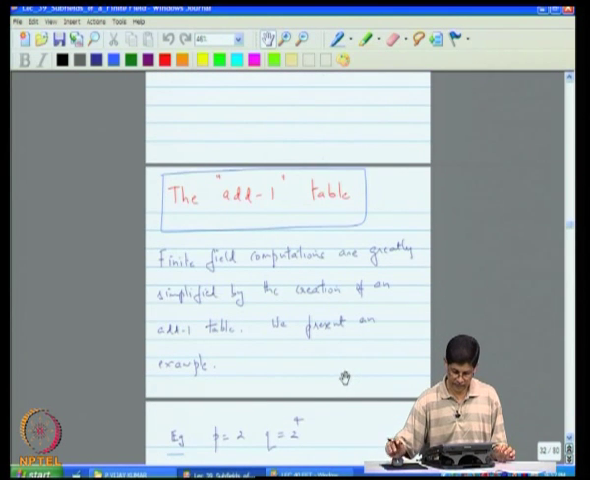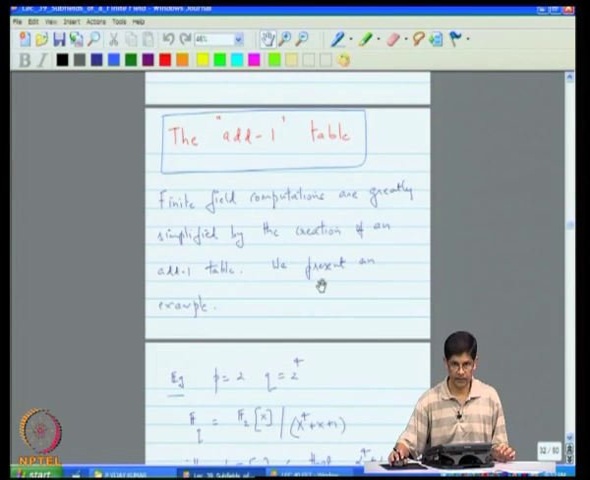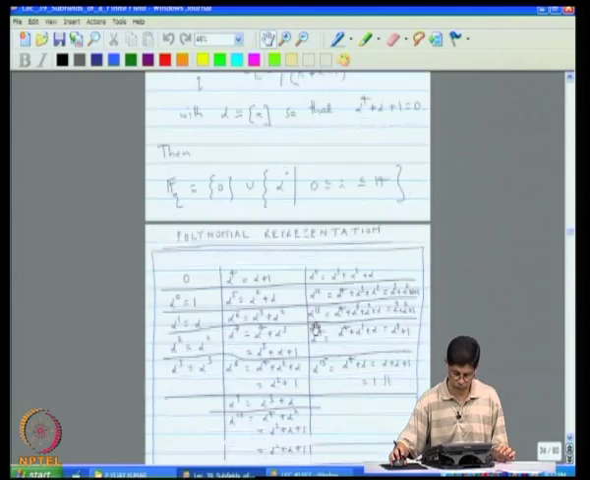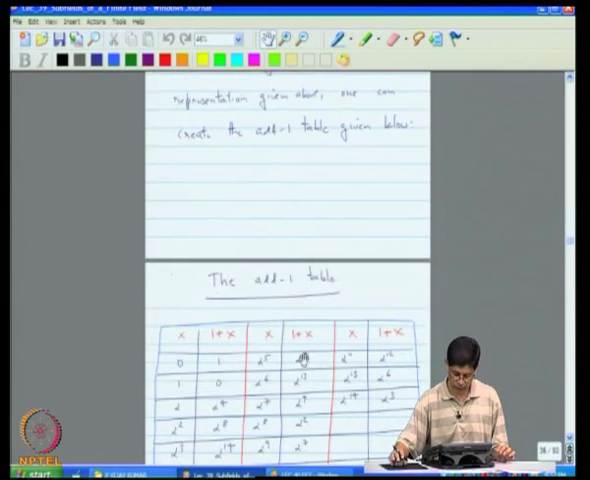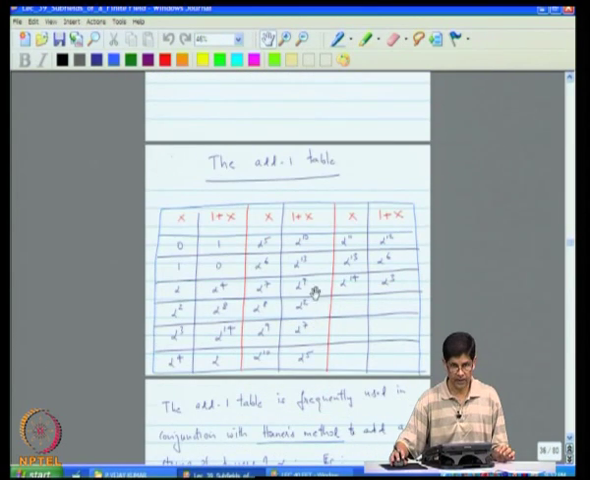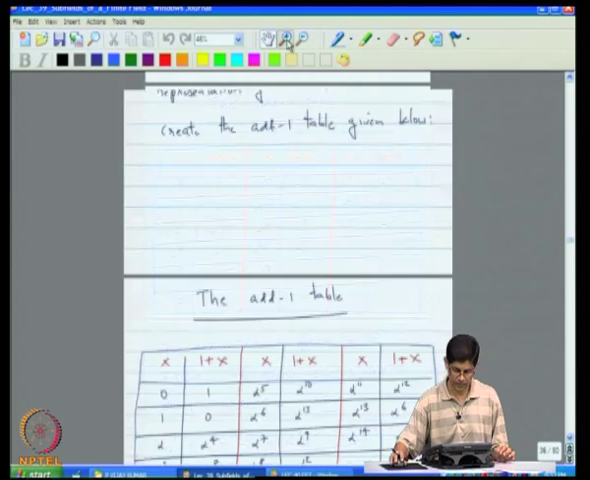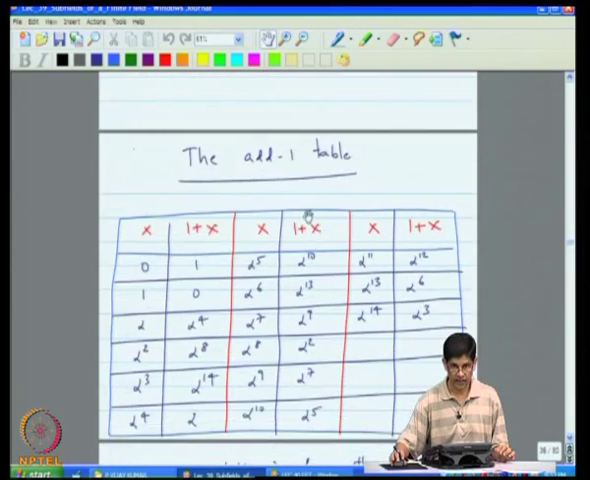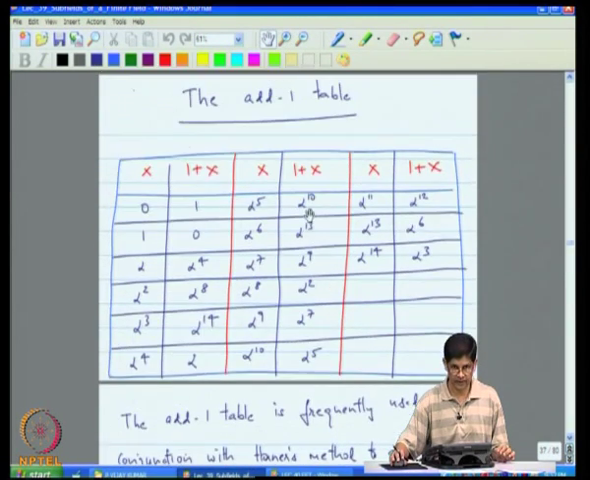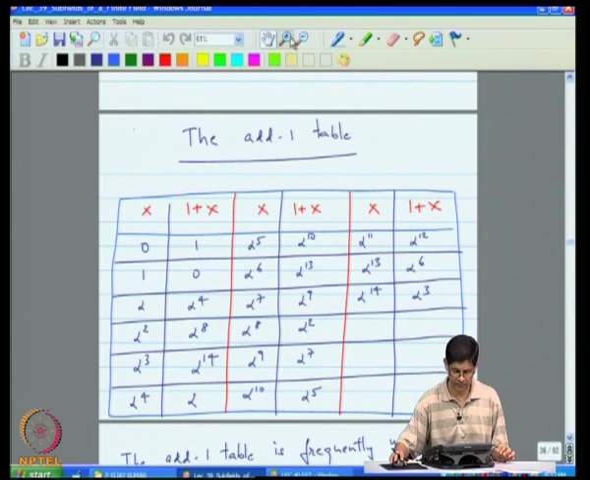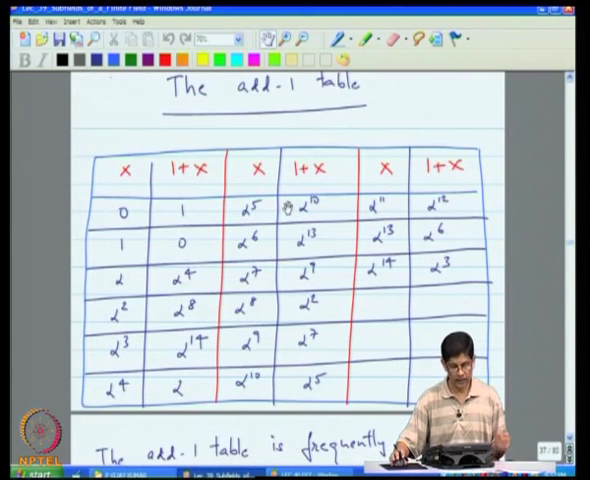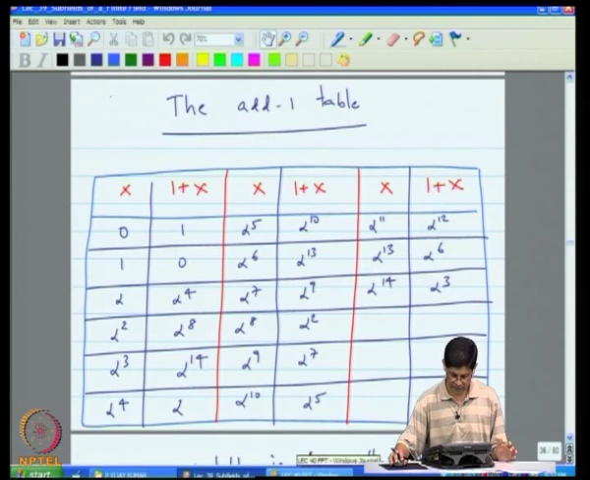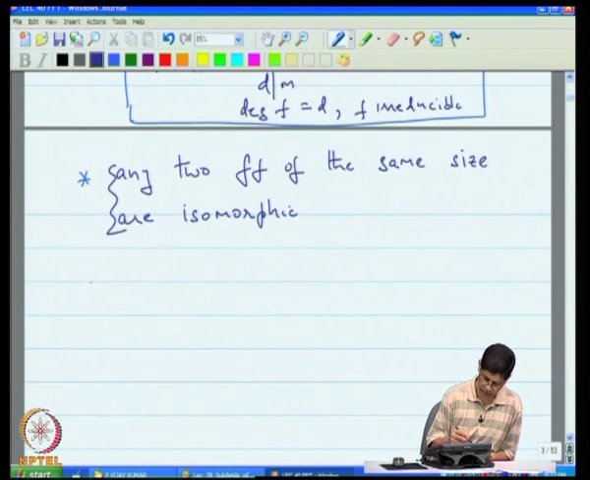Then after that we discussed the add one table of a finite field, and what the add one table allows you to do is work with the representation of the elements of the finite field in exponent form. So, you can regard the finite field as powers of some primitive element alpha and just learn how to add and multiply in that domain, and that makes it much easier. Okay. So, we also discussed the add one table.